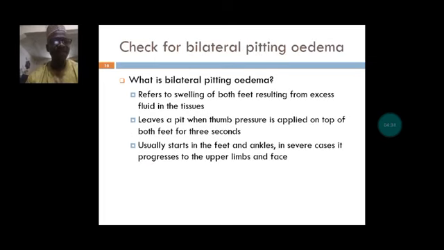Now let us look at what bilateral pitting edema is all about. This refers to swelling of both feet resulting from excess fluid in the tissue. That is the meaning of edema. It leaves a pit when a thumb pressure is applied on top of both feet for 3 seconds. It usually starts in the feet and ankle. In severe cases, it progresses to the upper limb and face.